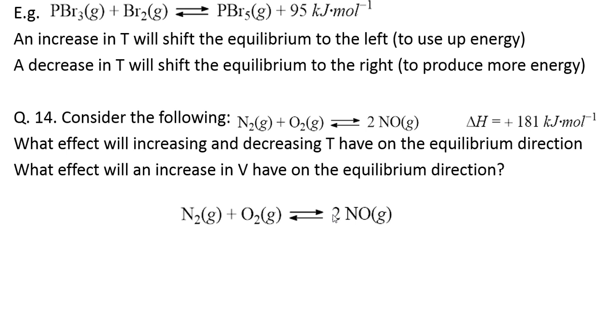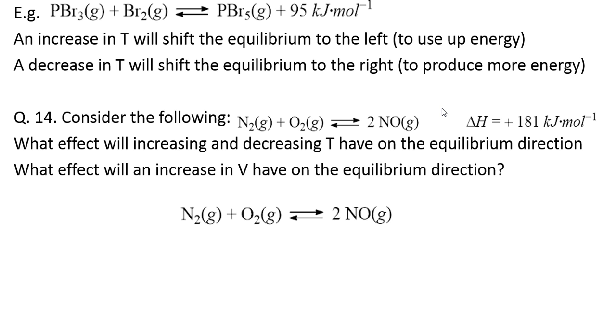When we consider question number 14, nitrogen gas and oxygen gas in equilibrium with NO gas, we see that our delta H is plus 181 kilojoules per mole. So we would like to figure out what effect will increasing and decreasing the temperature have on the equilibrium, and also what effect will an increase in the volume have on the equilibrium direction.